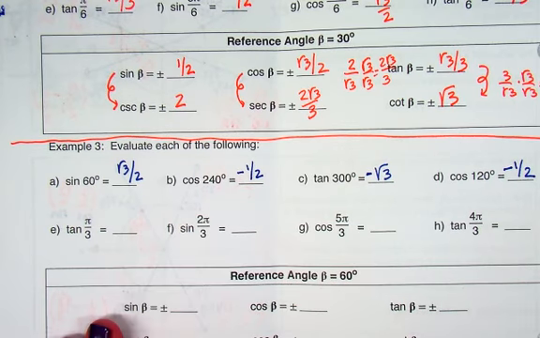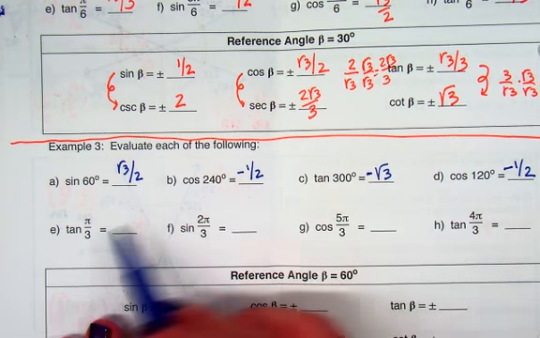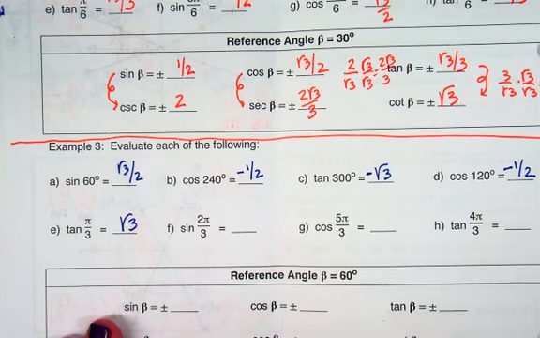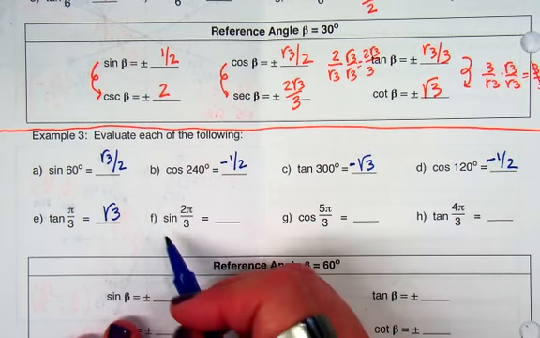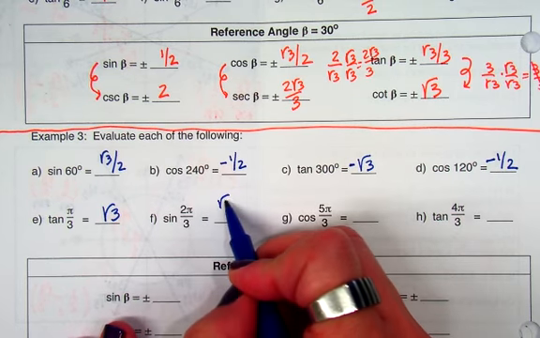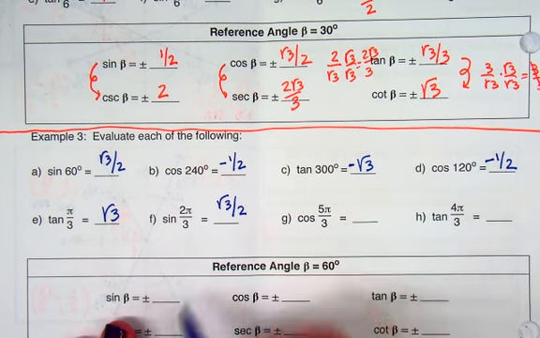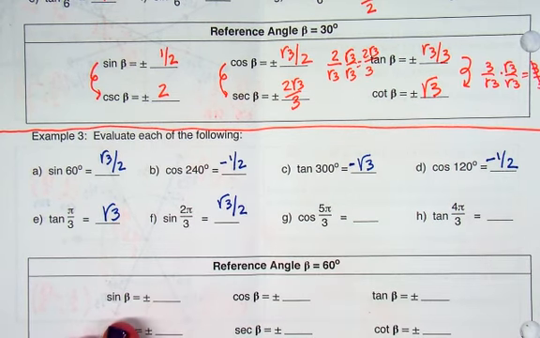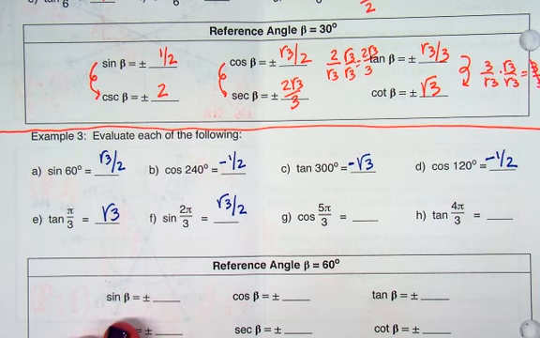Tangent of pi over 3. Well, pi over 3 again, tangent's just going to be the same. Positive because we're in quadrant 1. Everything's positive in quadrant 1. Sine of 2 pi over 3, that's 120. So our sines are root 3 over 2. That's y coordinate. In quadrant 2, it's going to be positive.